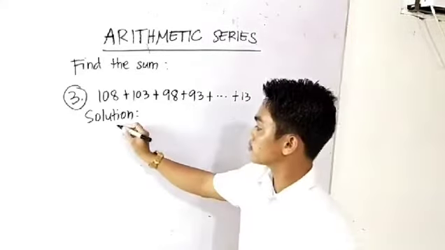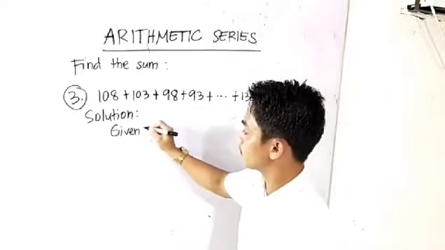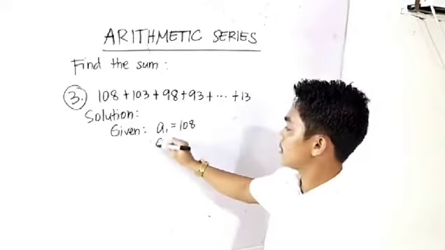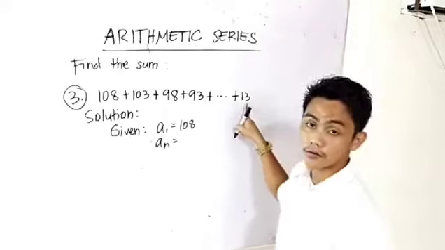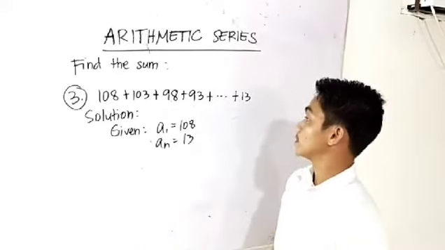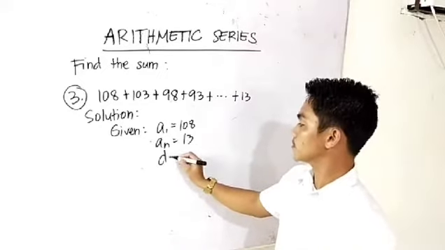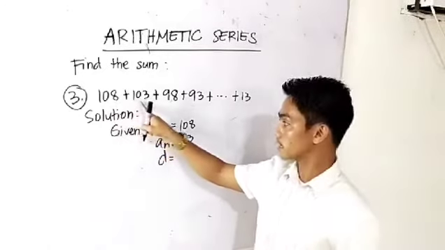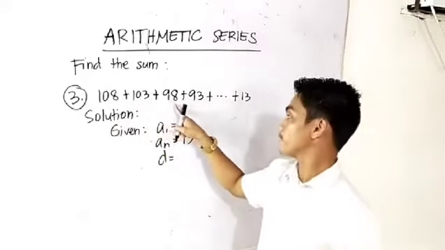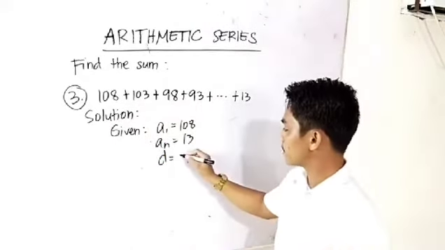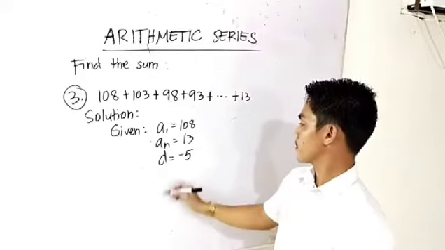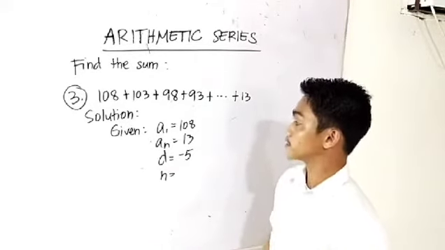So, information muna tayo. Yung ating mga given ay first term natin is 108. Last term natin, 13, or the nth term. Then, the common difference is, it decreases by 5, so it is negative 5. Then, the n or the number of terms.